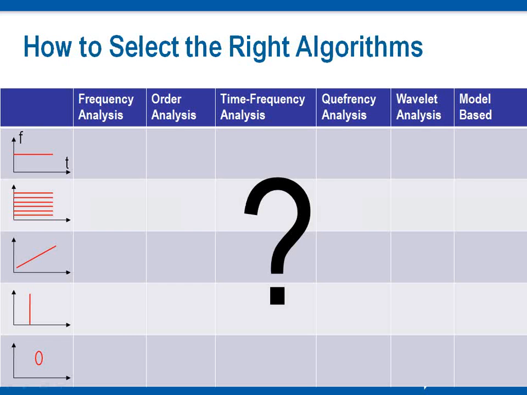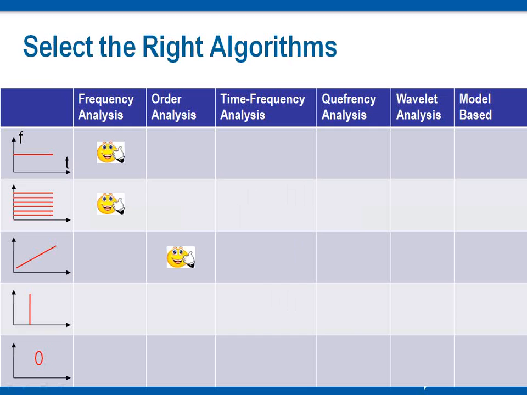There are many algorithms that you can use, so the question is how to select the correct algorithm. We'll look at each algorithm and see their fit in this table. On the x-axis you have different algorithms, or the types of algorithms, that are offered in LabVIEW, and on the y-axis we have types of signals. Based on the types of signals, we will select which algorithm is the most suitable for that particular measurement.